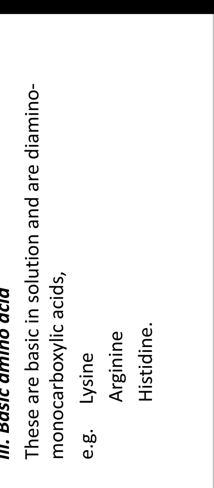Next category, basic amino acid. These are basic in solution. So the basic functional group of the amino acid is extra. So diamino monocarboxylic acid: one carboxyl group and two amino groups. The amino acids bearing these functional groups are called basic amino acids. Next examples: lysine, arginine, histidine.